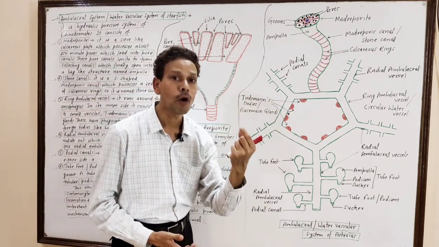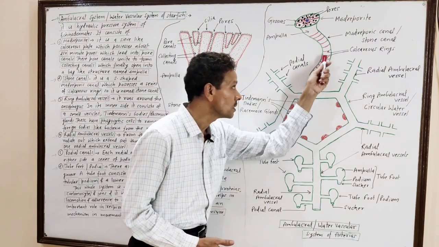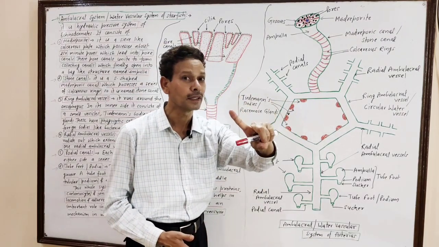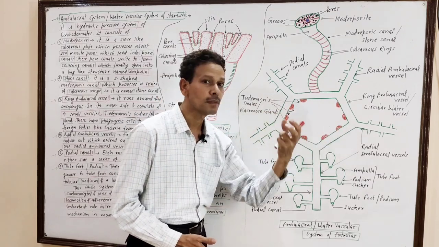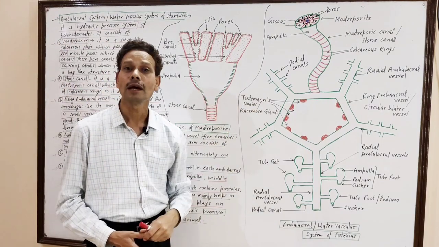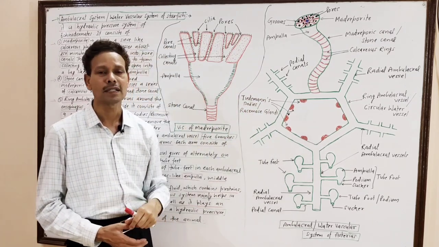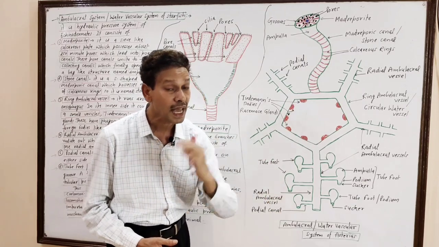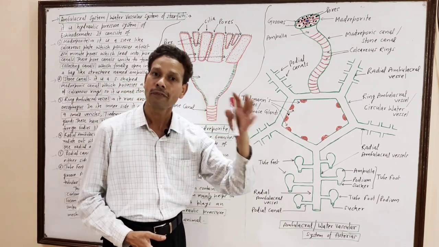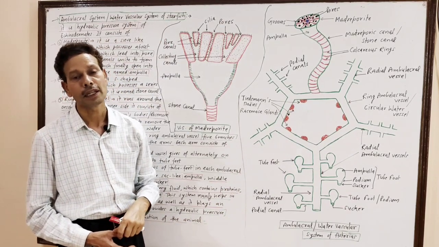Actually, these Tiedemann's bodies are present in pairs, except towards this part in which the stone canal opens. On this side, it is unpaired. Otherwise, these Racemose glands or Tiedemann's bodies are paired structures. These are 9 in number. And they possess phagocytic cells, and these phagocytic cells engulf and remove foreign bodies like bacteria from the water which enters the body.